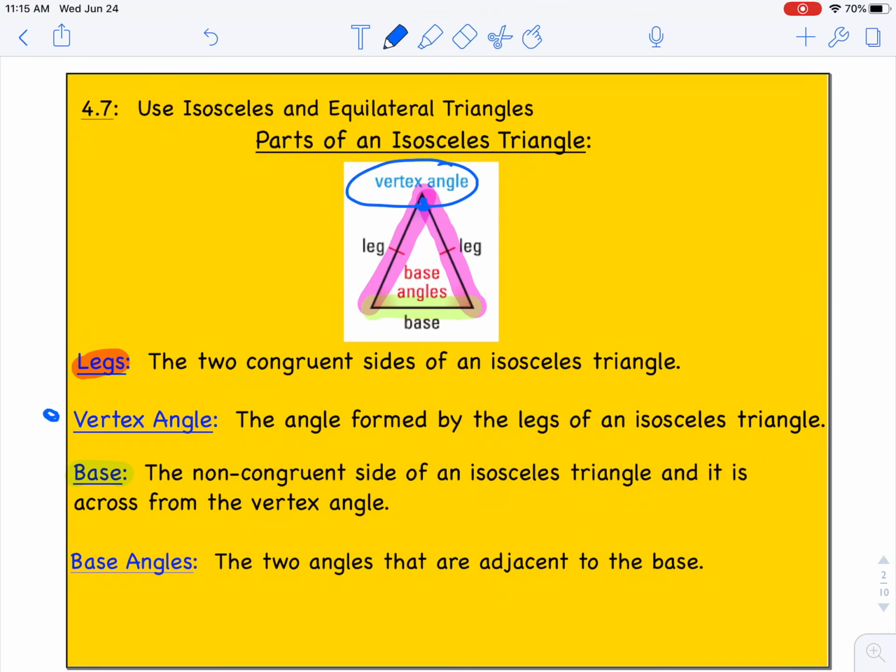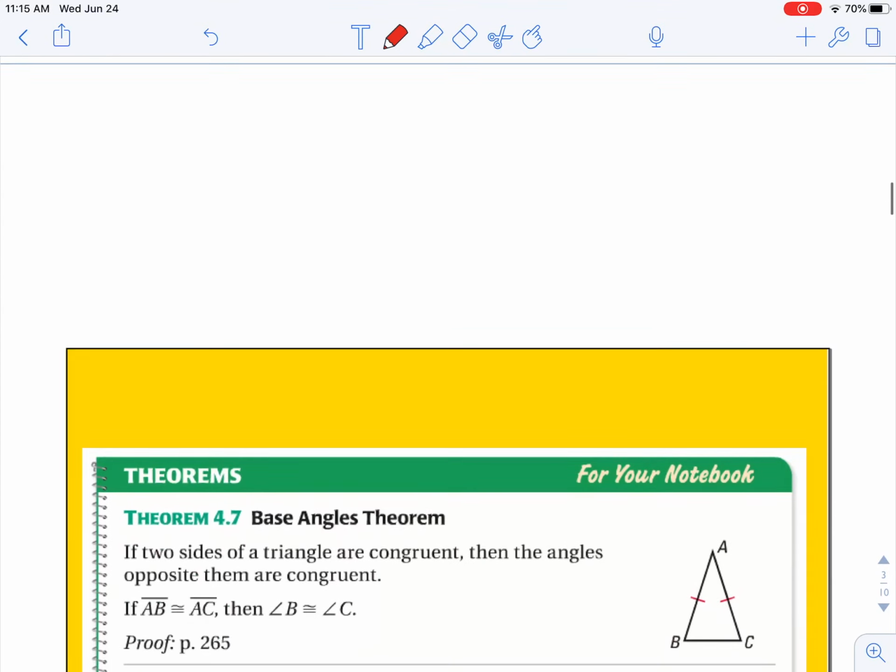So this vertex angle right here is the angle formed by the legs. So it's important to understand which angle is the vertex, which are the legs, which is the base. The base angles are the two angles that are adjacent to the base, and they are directly across from each leg. So those are sort of the pieces of an isosceles triangle.